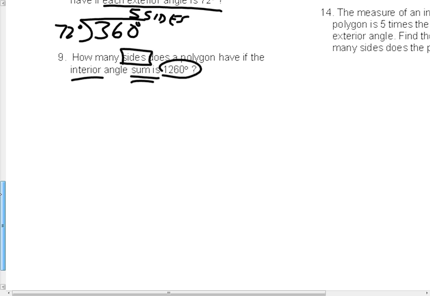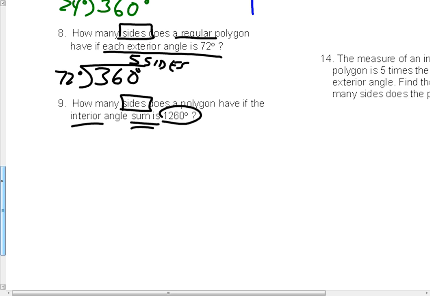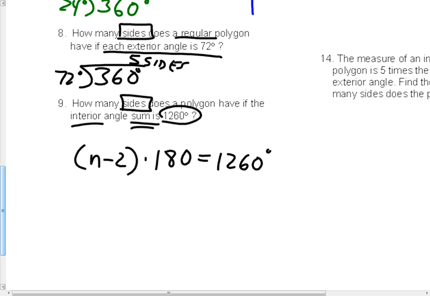Does this say anything about regularity? No. Nothing about regular. What's the formula for the interior sum? N minus 2 times 180 equals what? In this case, 1260. You're working backwards. Instead of knowing the sides and finding the total, you've got the total, you got to use your algebra skills to figure out what n is.